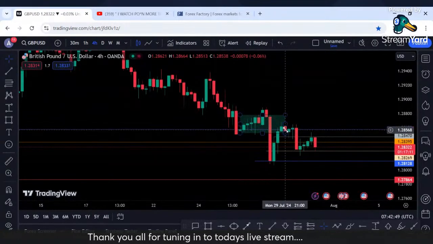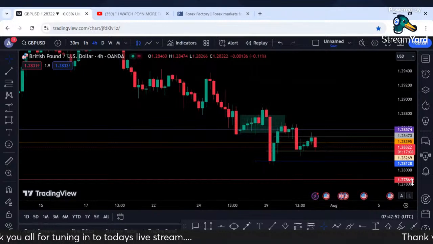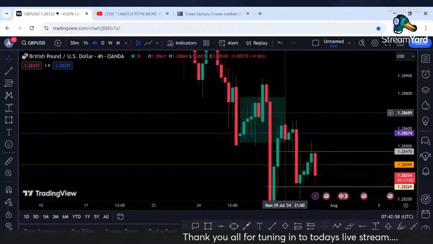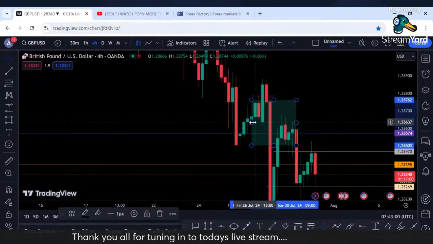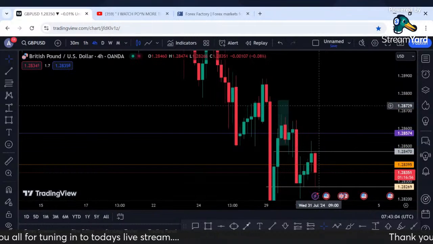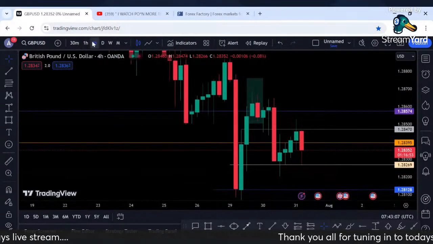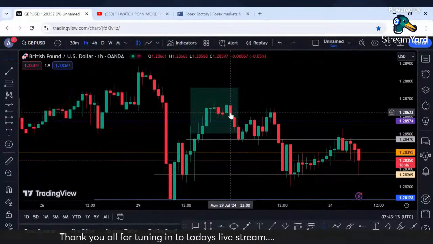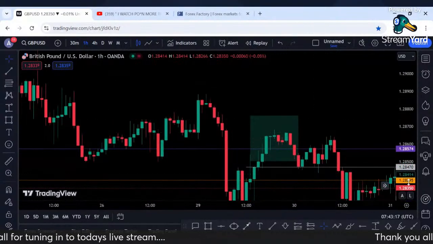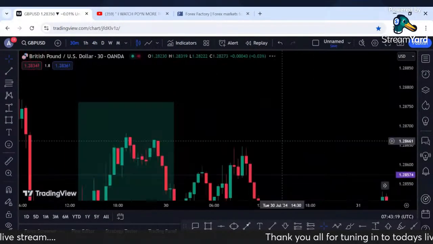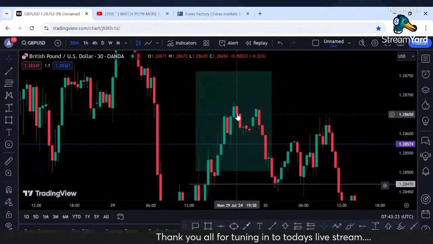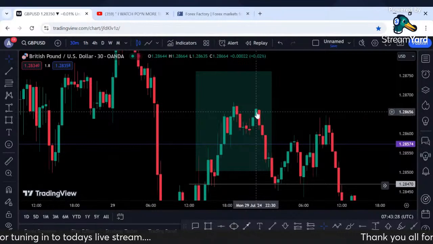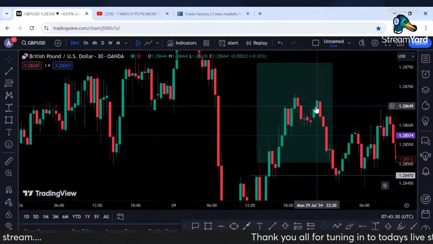29th. So this side. 29. Nine p.m. So which market structure is it, this side? And you wanted to take a buy.